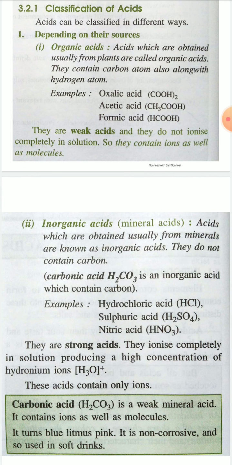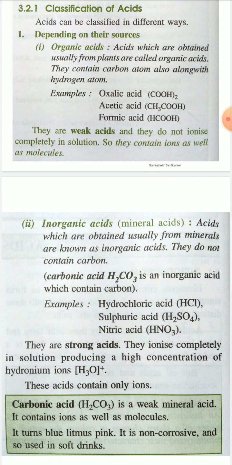Examples of organic acid: oxalic acid, acetic acid, formic acid, and they are weak acids, and they do not ionize completely in solution. So they contain ions as well as molecules. Only a small fraction of organic acid will ionize in solution to form H plus ion, not completely ionized. That's why they are weak acids.